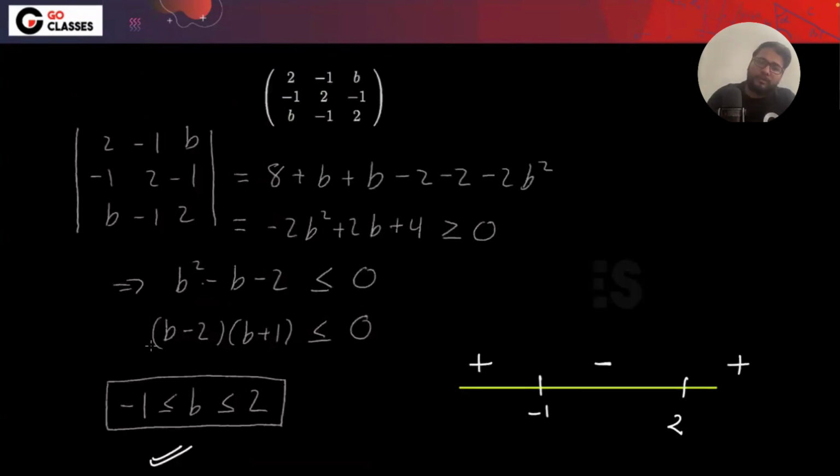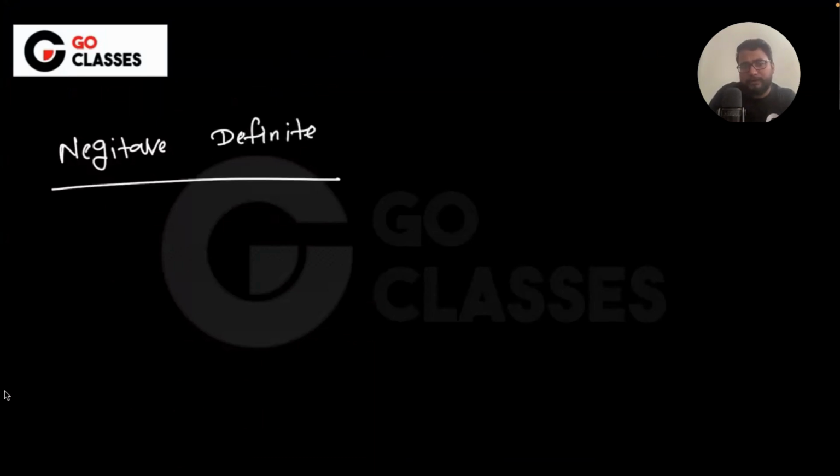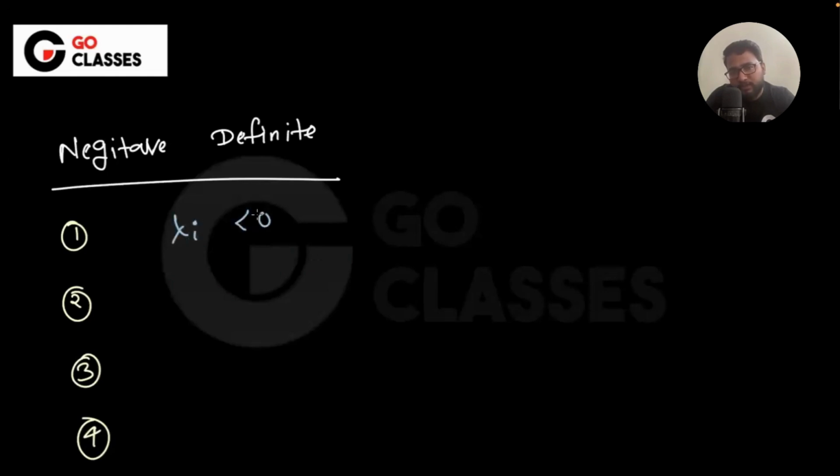There is also something called negative definite and negative semi-definite. We don't need it, but whatever the four conditions we have written, if instead of positive it is negative, then we will say it is negative definite. For example, if all eigenvalues are less than 0, or, what was the second condition, pivots, if all pivots are less than 0.